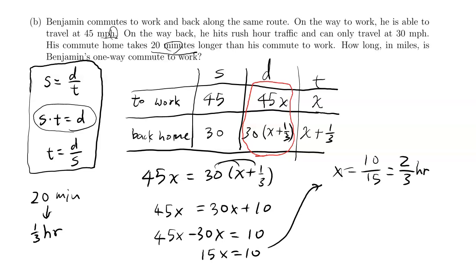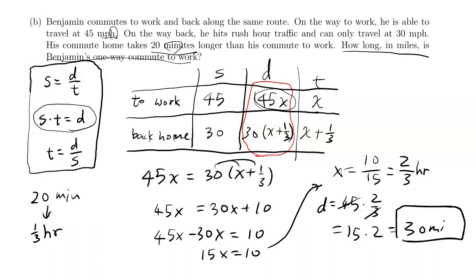Now you have to be careful because the question here is not about the hours, but how long in miles is Benjamin's one-way commute to work. So it's actually asking for this distance. How long is this distance? That's the question. So the actual distance is 45 times the time, which is 2/3. And 45 is 15 times 3. So if you divide 45 by 3, you get 15. And times 2, you get 30 miles as the final answer.